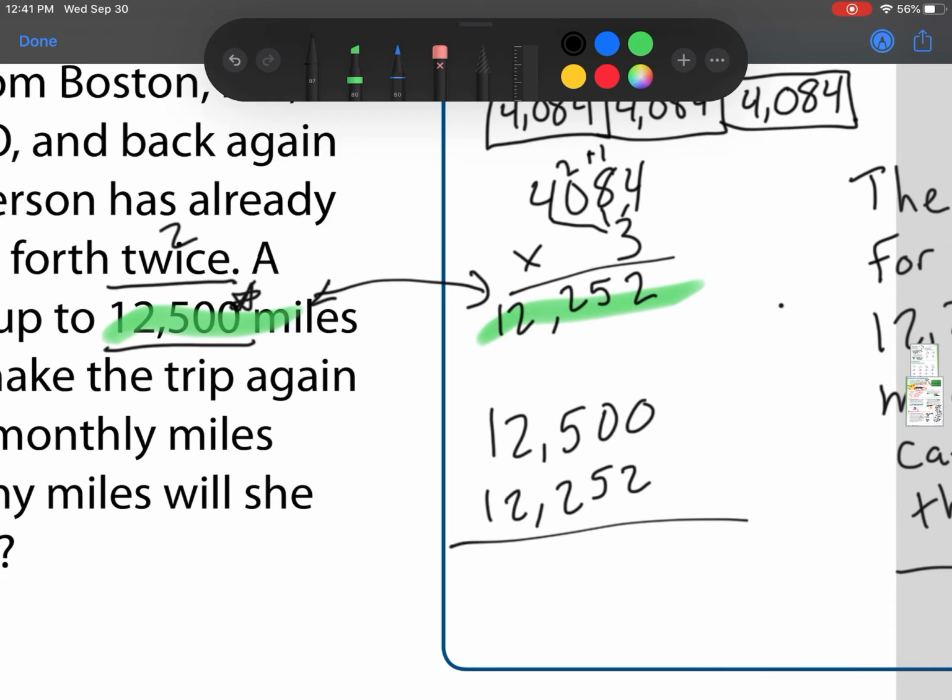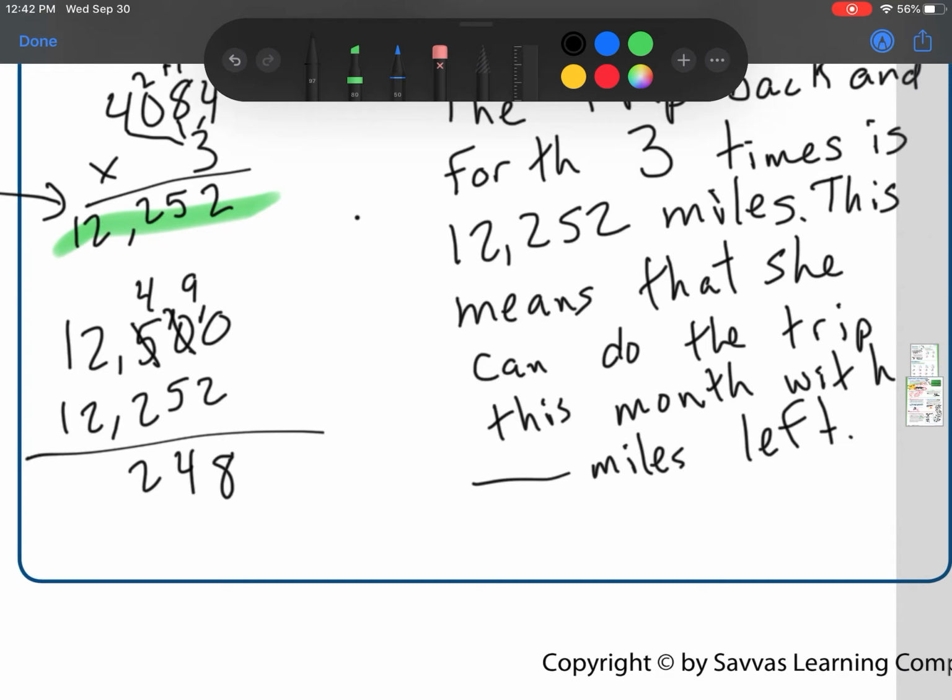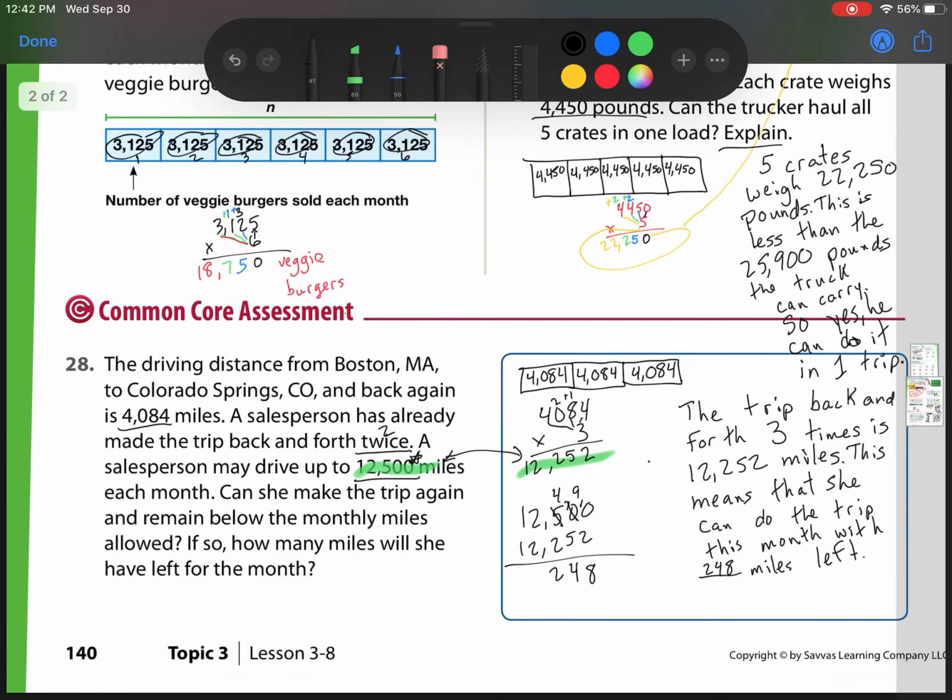We can't do 0 minus 2, so we need to go and borrow. So this will become a 10, so we can borrow and it changes to a 9. 10 minus 2 is 8, 9 minus 5 is 4, 4 minus 2 is 2. So she'll have 248 miles left.